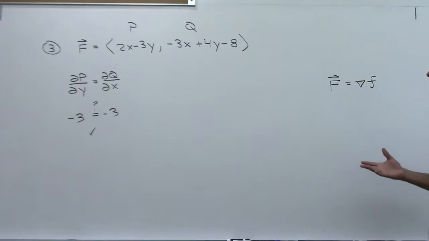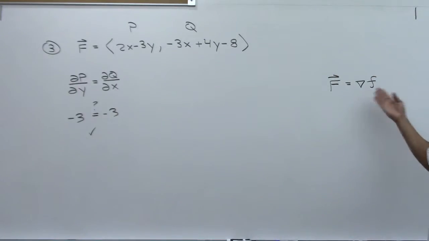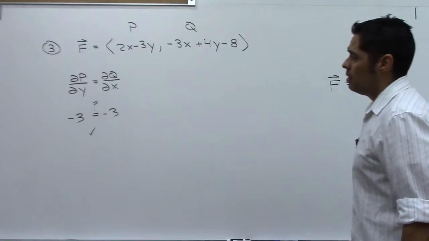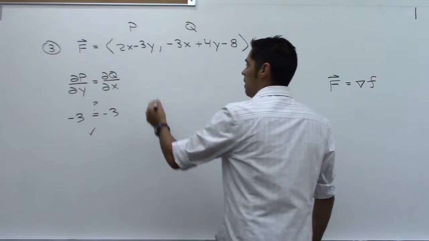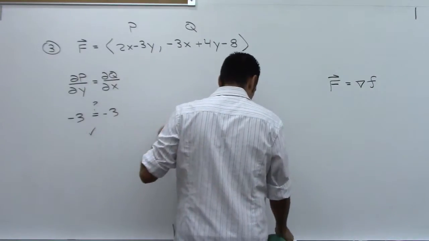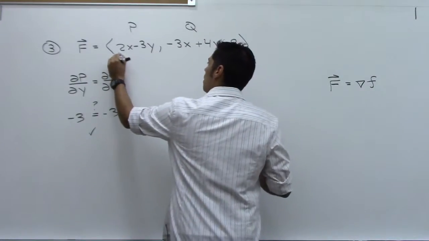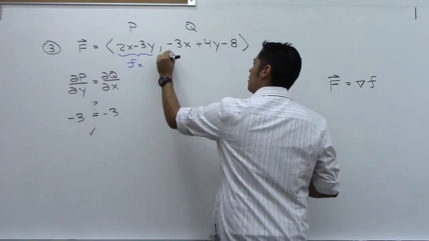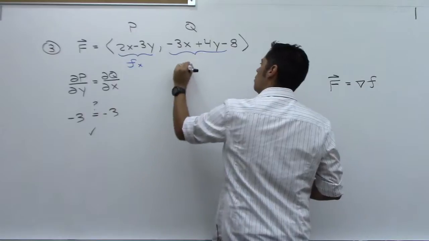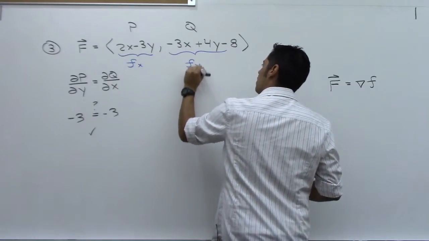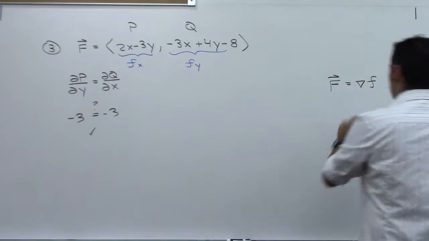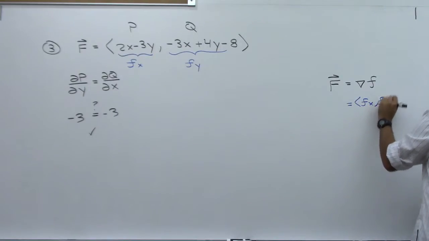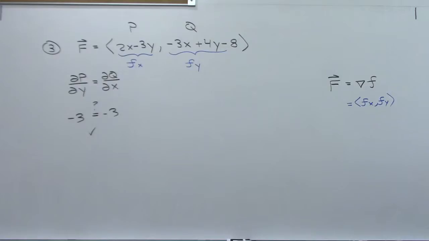Since it's conservative, it must be the gradient of some scalar function, and we need to determine what that scalar function is. So now that we know that it is, this piece right here must be the partial of the scalar function f with respect to x. This must be the partial of f with respect to y. That's because the gradient is the partial with respect to x, partial with respect to y of the scalar function.